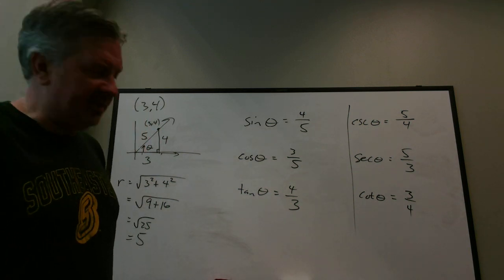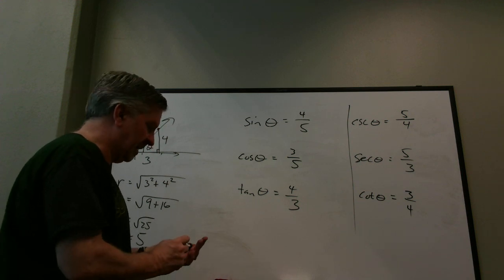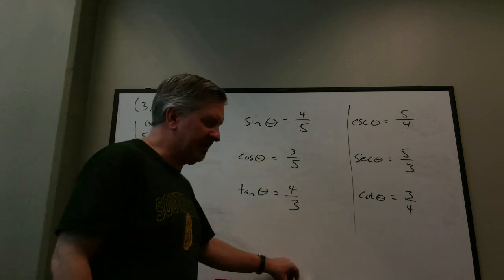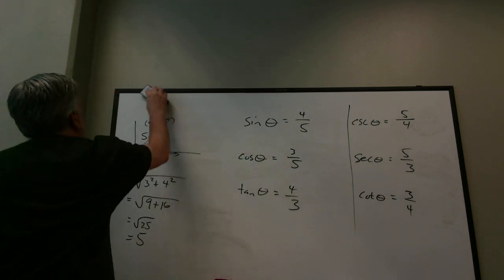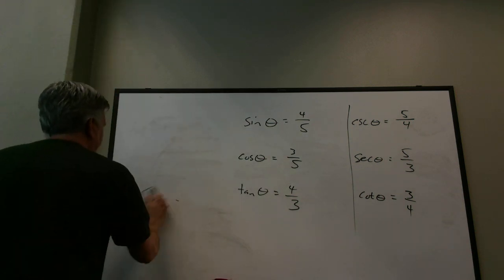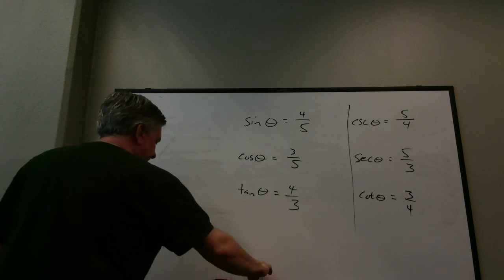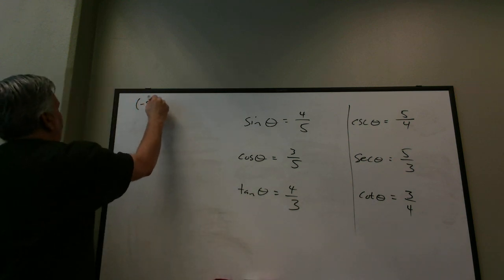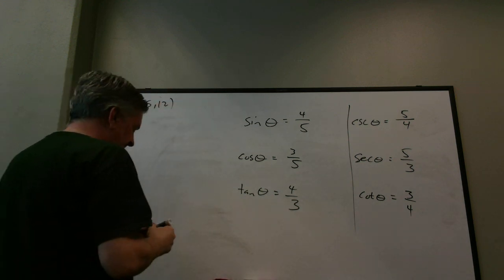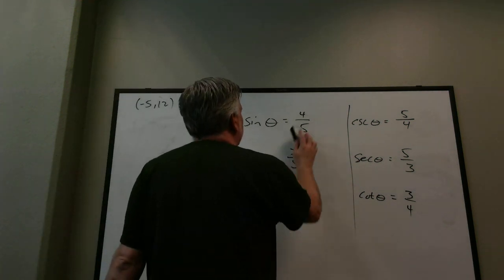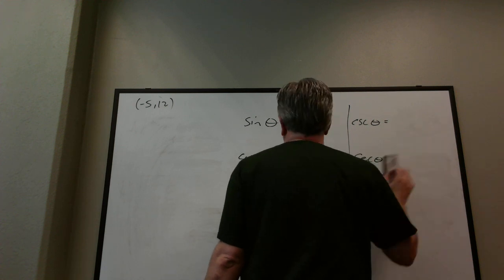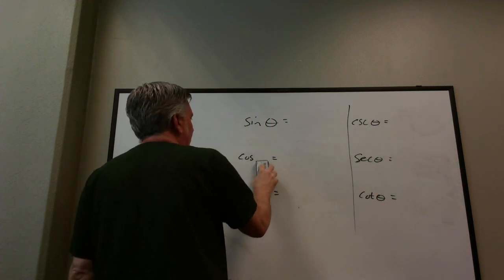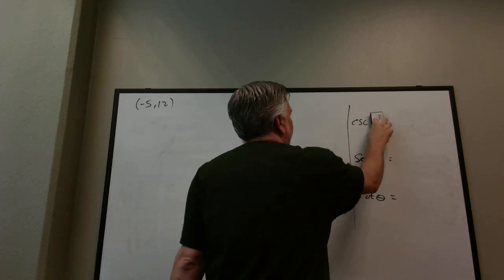Okay, the next one's the same sort of problem. It says the terminal side of angle beta, that's a Greek letter beta, goes through the point -5, 12. Find the values of the 6 trig functions. Okay, now it's not a theta anymore, it's a beta for some reason.